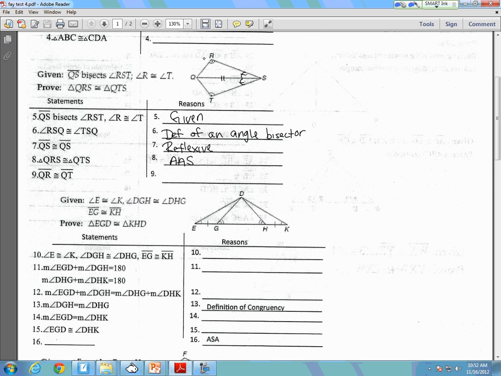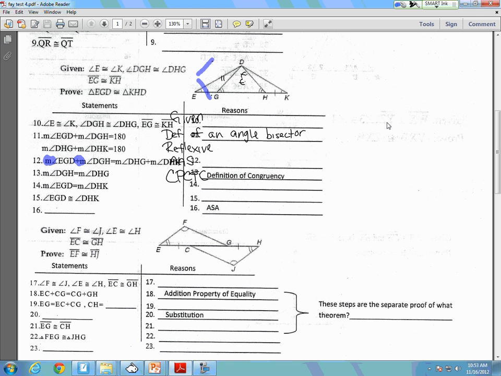And now they ask you, well, then how do you know that QR and QT are congruent? Well, QR is the first 2 letters in that name. QT are the first 2 letters in that name. So they're corresponding parts. So my reason is CPCTC, corresponding parts of congruent triangles are congruent.